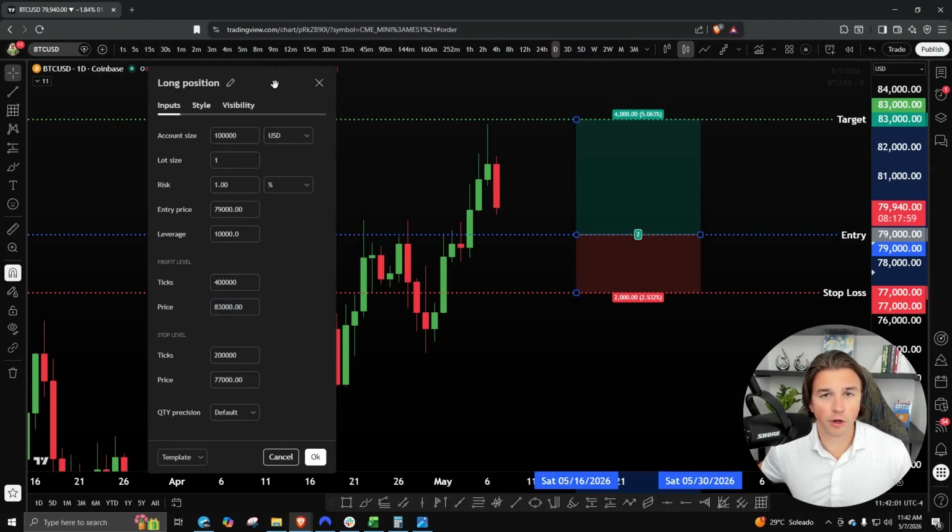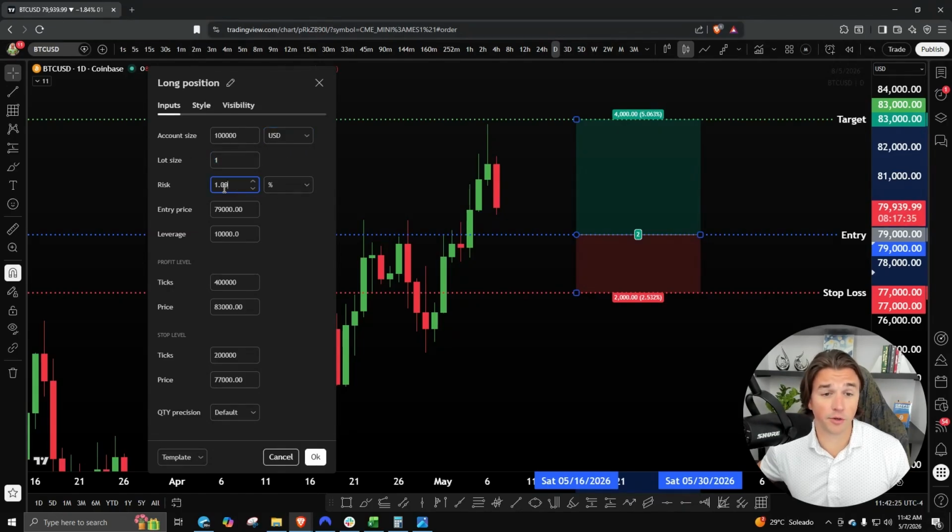All right, here within our position sizing calculator, we can change our account size. So you can imagine you could have it at 1,000, 10,000, 100,000. We'll use 100,000 for this case. You can change the currency. We'll be using USD. Keep this lot size at 1.